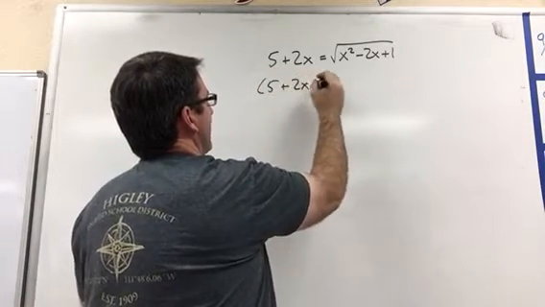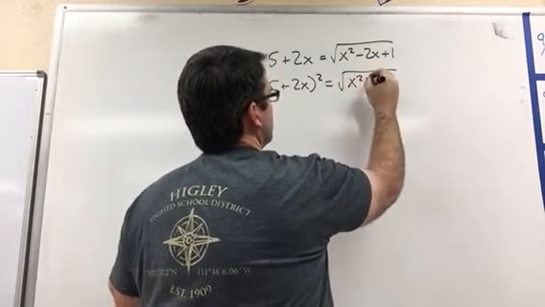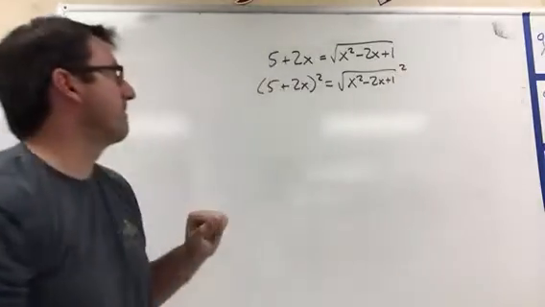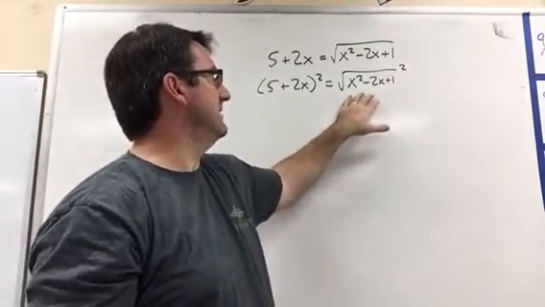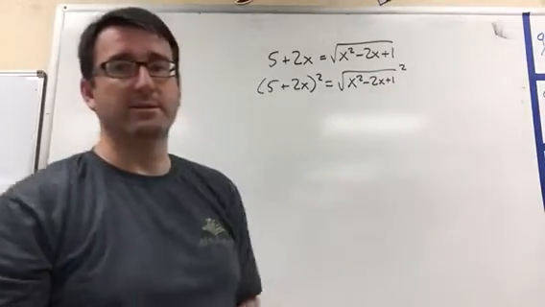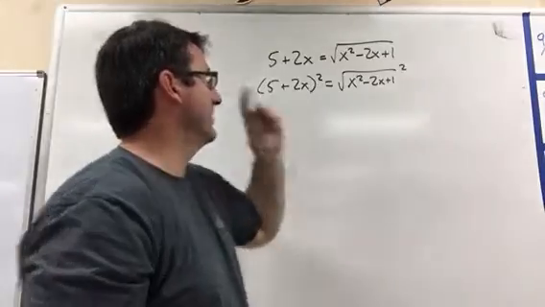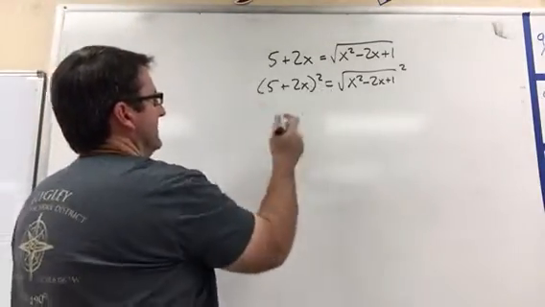square both sides. So we get 5 plus 2x squared is equal to the square root of x squared minus 2x plus 1 squared. So this side, the radical and the square, they're going to cancel each other out. And we're just going to be left with x squared minus 2x plus 1. On this side, we need to FOIL this.